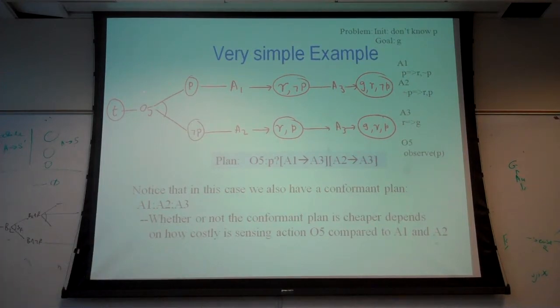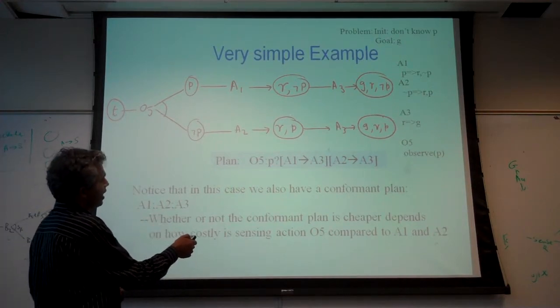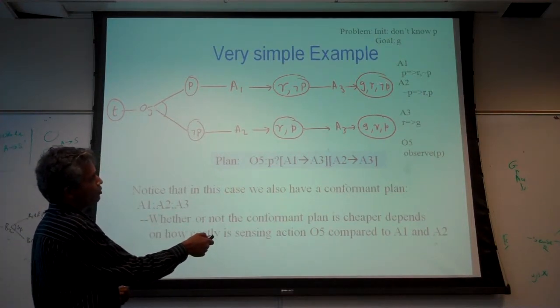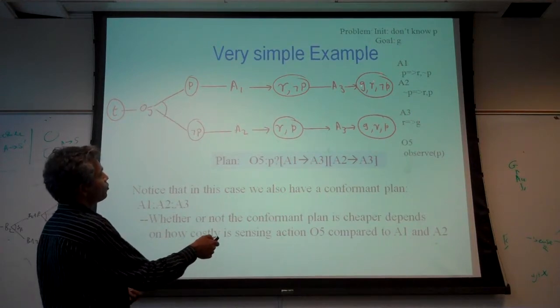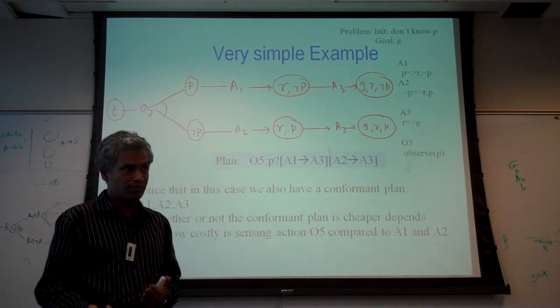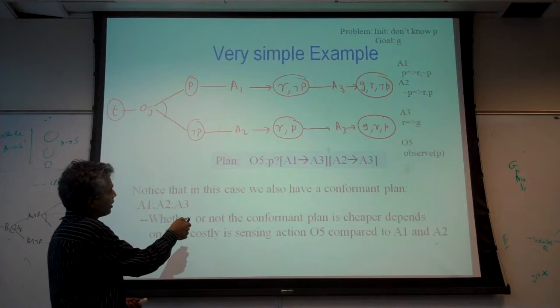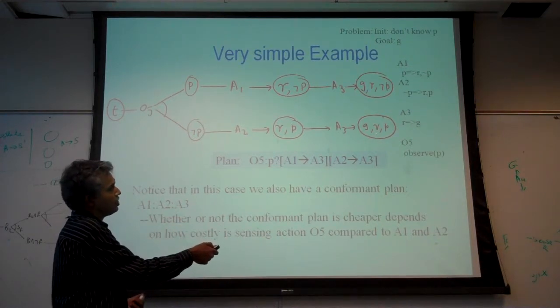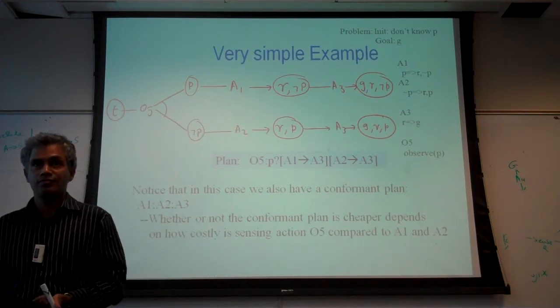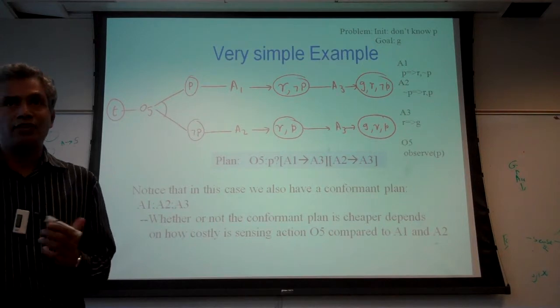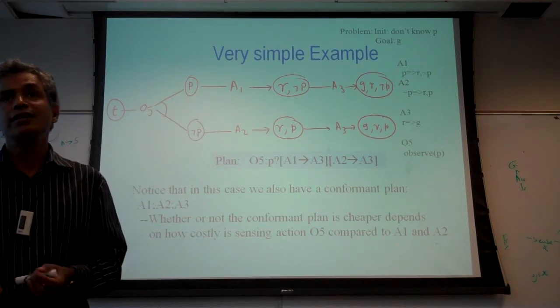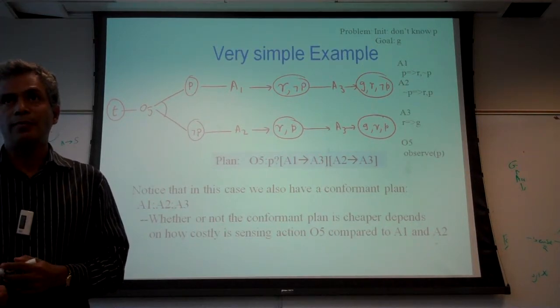Then I do an observation action O5, which gets me into a belief state P and another belief state not P. From belief state P, I can do A1 and then A3, and I get to G and not P, so I have G true on this branch. On the other branch, I can do A2 and then A3, and I get G and P, so I have G again. So that's my plan.